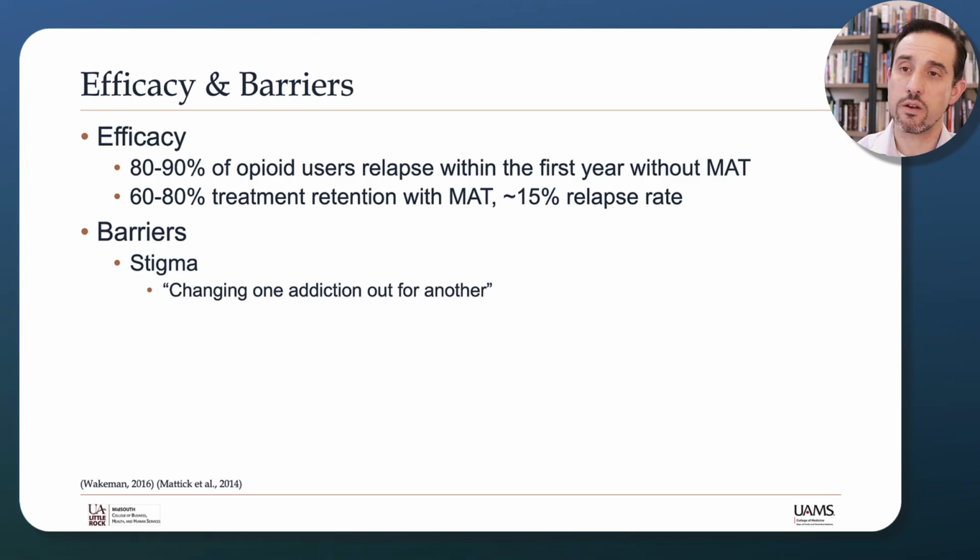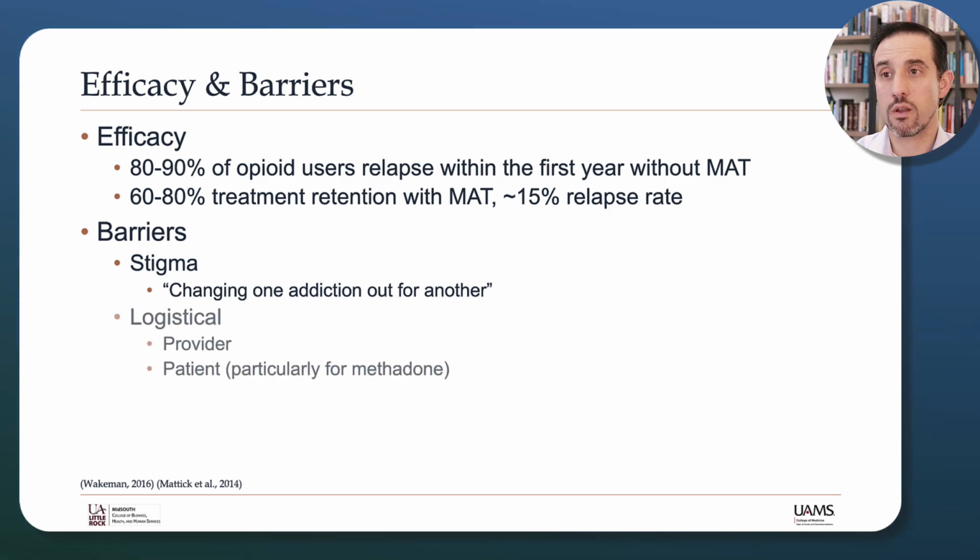In terms of barriers, stigma is one, where they'll feel like they're just changing out one addiction for another, which is actually not accurate. There's a huge difference between someone who's stable on methadone or buprenorphine and someone who's actively using drugs off the street. In their life and their psychology, it makes a huge difference. There also can be some logistical barriers, both from the provider standpoint, are these medications available, as well as can the patient get there? And that's particularly an issue for methadone.